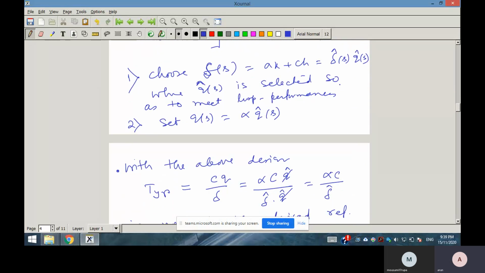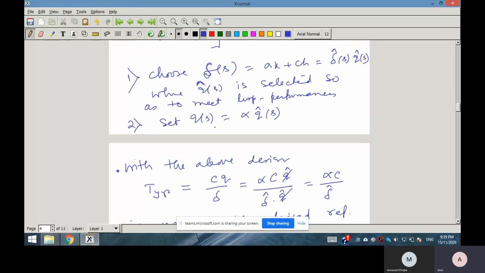Then you have to choose Q hat S such that the resulting controller polynomials Hs and Ks will yield some desired loop performances, some desired sensitivity peak, some desired disturbance and noise attenuation characteristics, and then ultimately QS is equal to alpha into Hs.